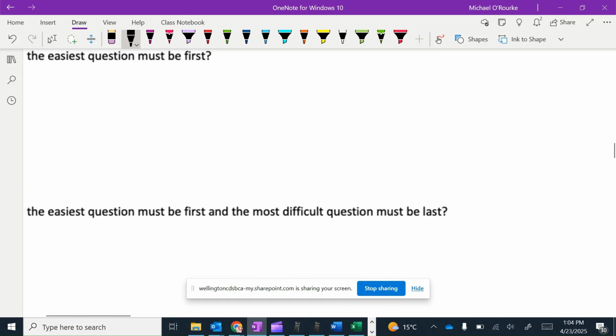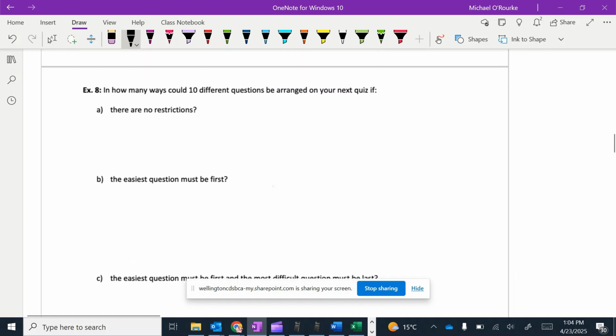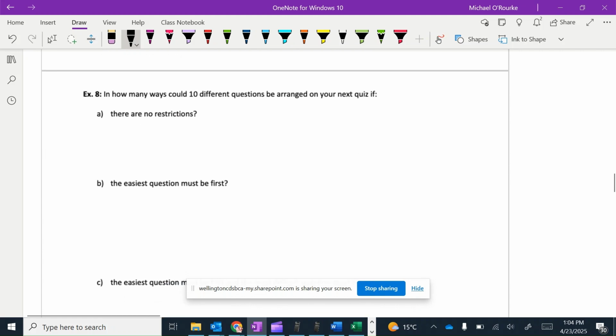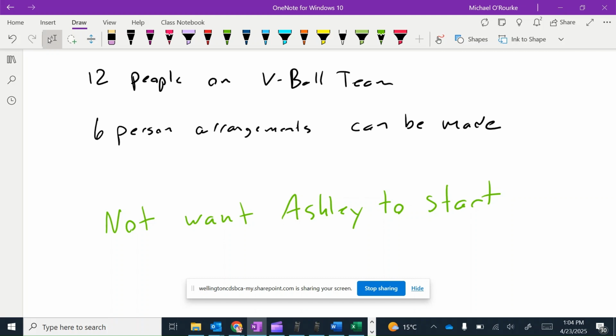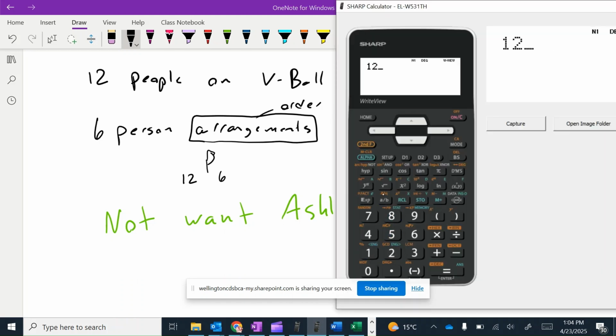So let's go down here. So 12 people on a volleyball game. How many 6-person arrangements can be made? Arrangements say order. So I'll let you answer it here real quick. We have 12 people, and I want 6 of them. So we 12P6.